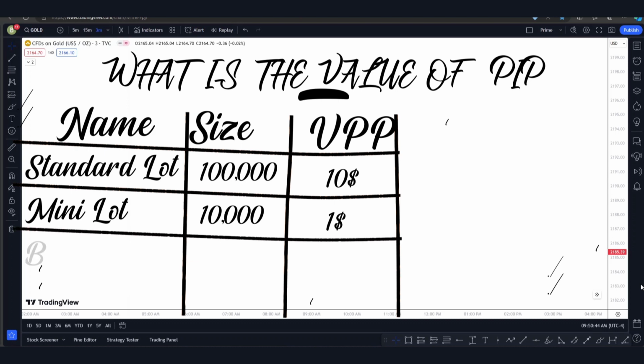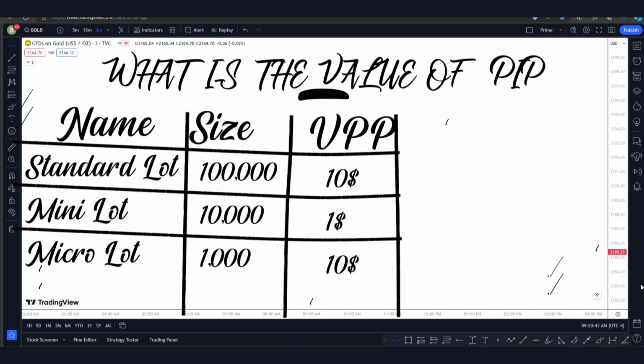The next is what we call the micro lot. When you have a micro lot on a currency pair, it means you are controlling 1,000 units of a certain currency, and the value per pip on this is 10 cents, which means you are losing or gaining 10 cents per pip. So for every pip movement with a micro lot on, it's going to be 10 cents up or down in your account. And the last, the fourth one, is called the nano lot, which we're not going to go deeper into. A nano lot means you are controlling 100 units of a certain currency, and the value per pip on this is going to be a penny, which we are not going to talk about.